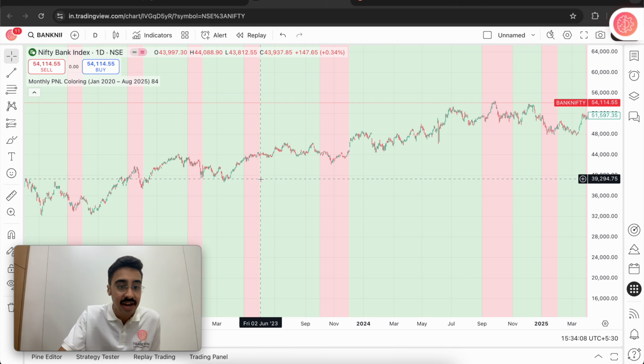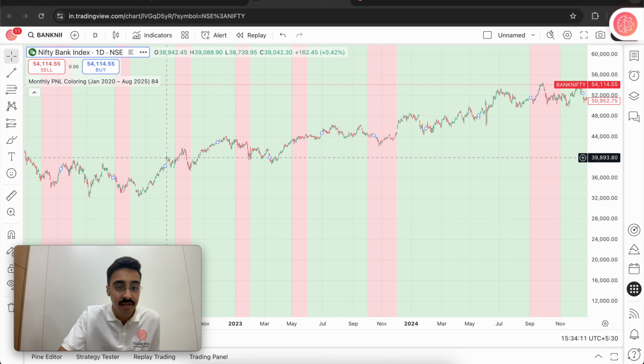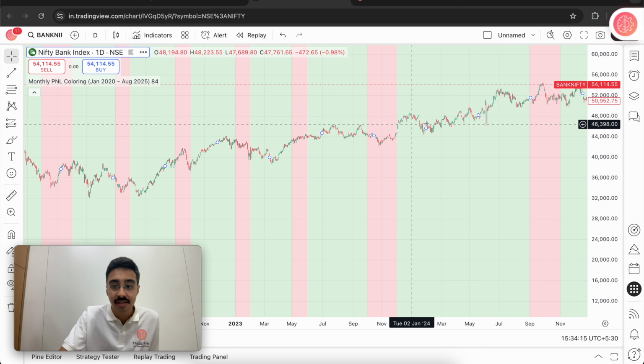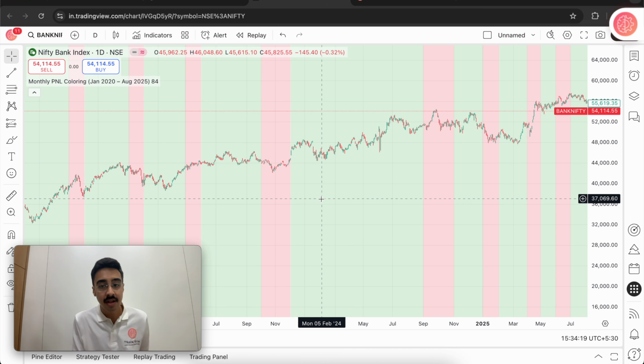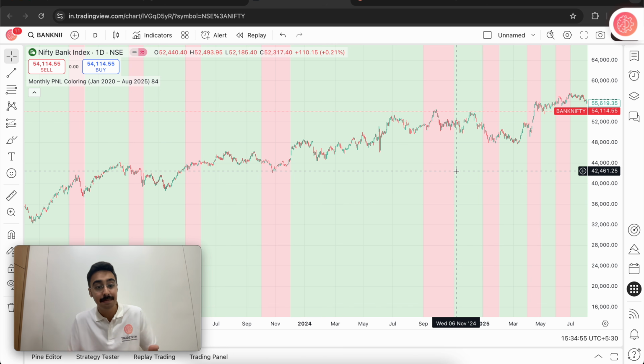Similarly, I can see that whenever there was a bull run, so whenever there was a sudden increase in the market, or the market was sideways, all of these situations were when I was able to make a good amount of money. These are all green months for me. So now as a trader, I can use this data to help me further optimize whatever research I'm doing with the help of my strategy.